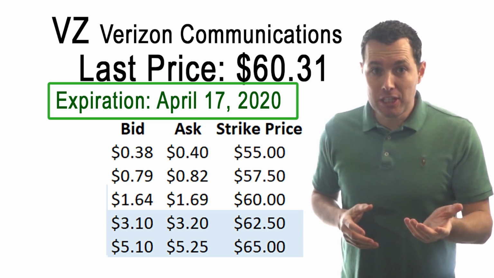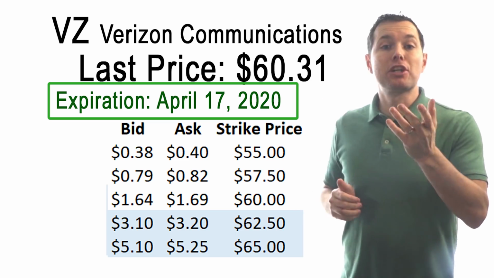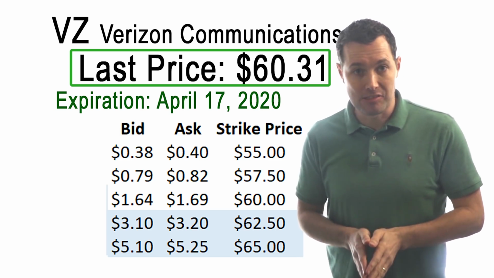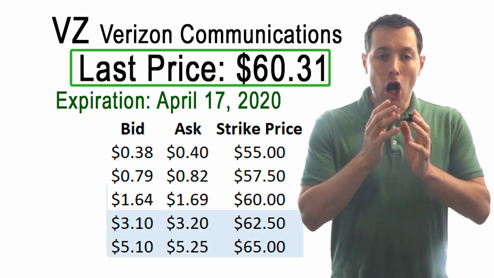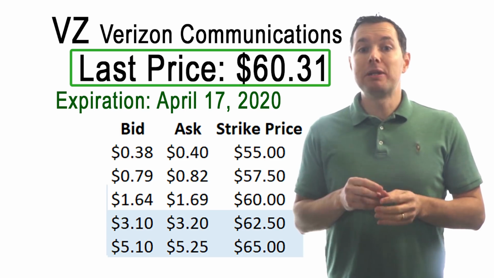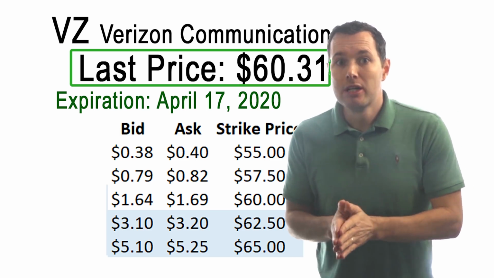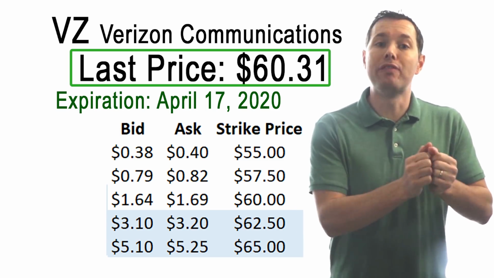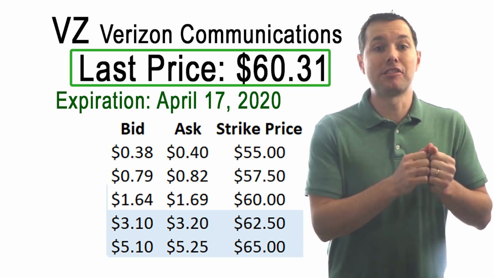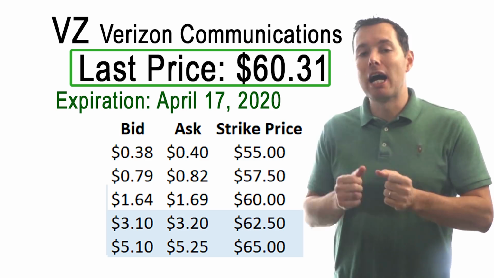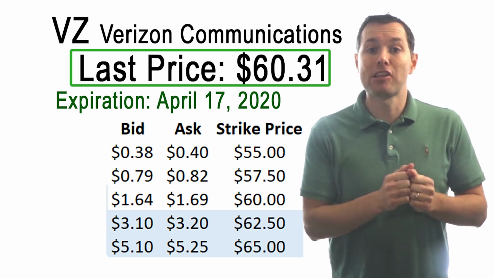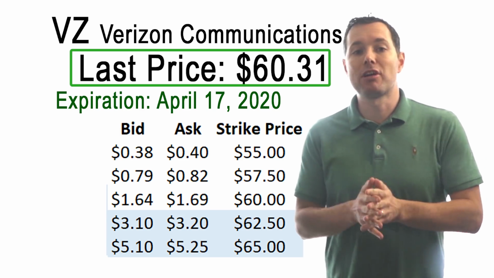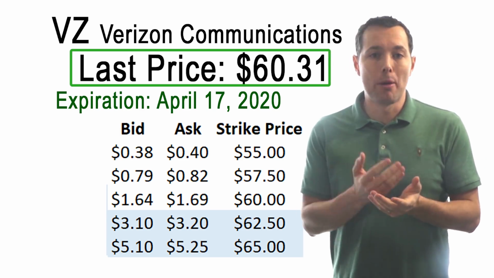So for this particular one, Verizon stock, for this particular quote, Verizon stock at that time was trading at $60.31. And this is very important because options are a derivative, which means that the option value is directly tied to the value of the underlying, or it derives its own value from the value of the underlying stock. In this case, the underlying is Verizon's stock price. So it's important that we know what Verizon's stock price is worth when we're looking at an option.